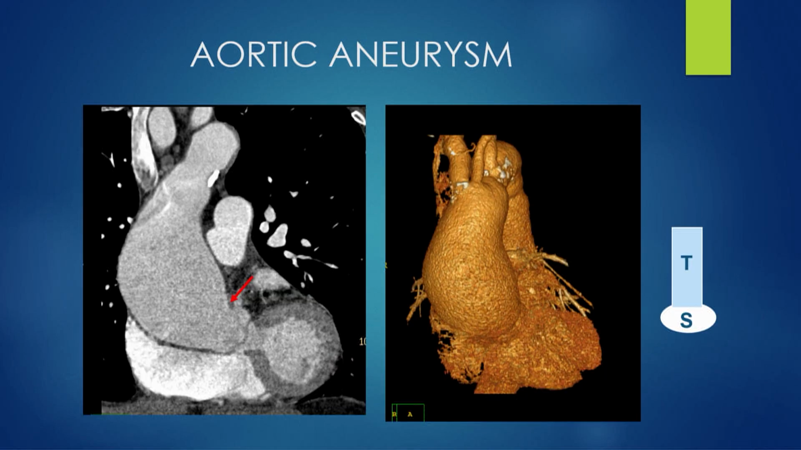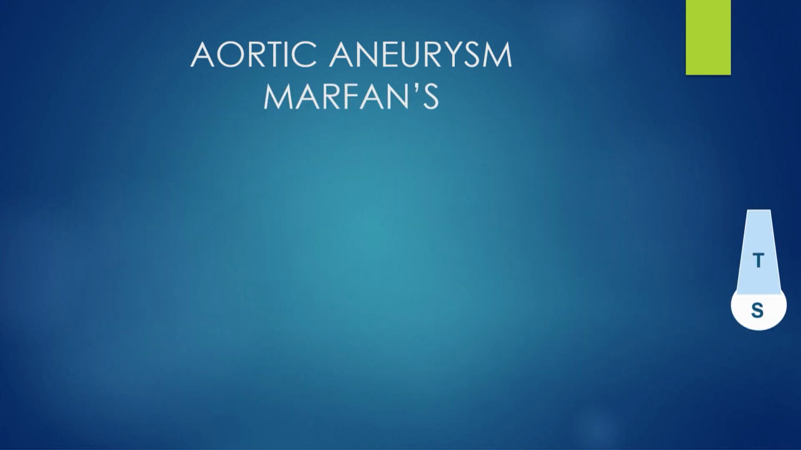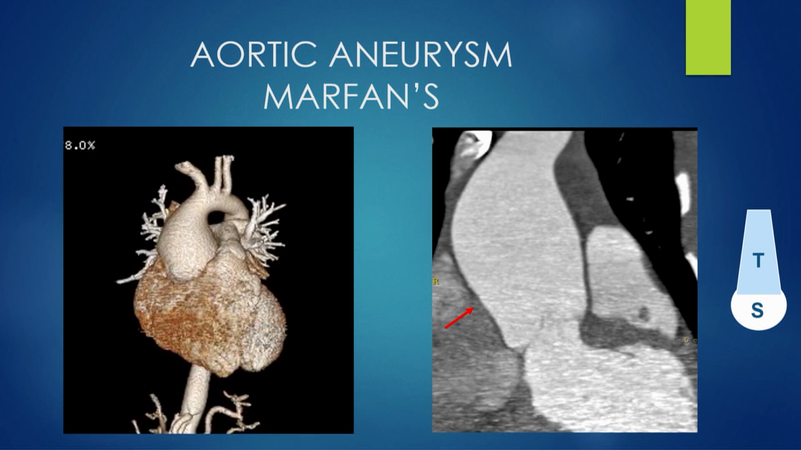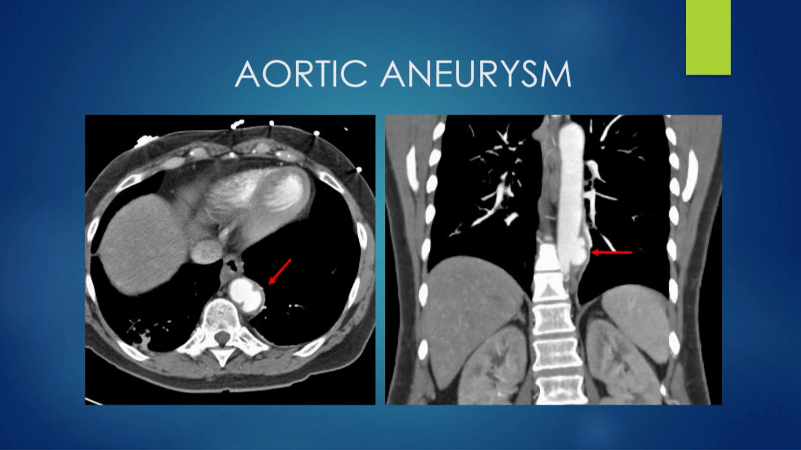So this is just an example. Intact here, this is an atherosclerotic aneurysm, okay? Whereas in Marfan's, the sinotubular junction is effaced here. And so this is a connective tissue disease type, Ehlers-Danlos, Marfan's, et cetera. And that's just the volumetric image showing the same thing.